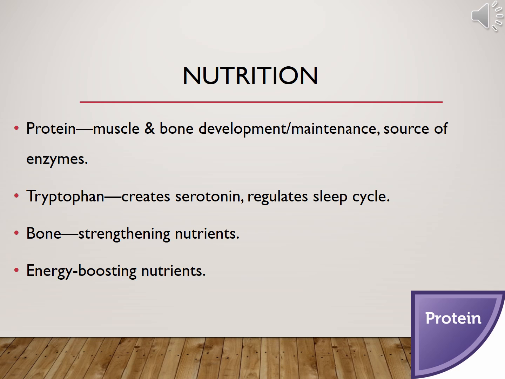Poultry is a great source of tryptophan. This has two major functions in our body. This helps us to fall asleep when it is time for us to go to sleep. And tryptophan also helps to create serotonin, which is a feel-good hormone, which makes us feel good.